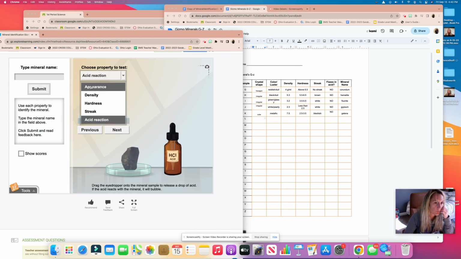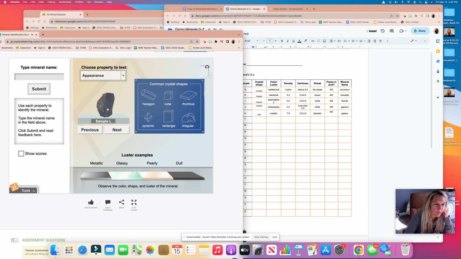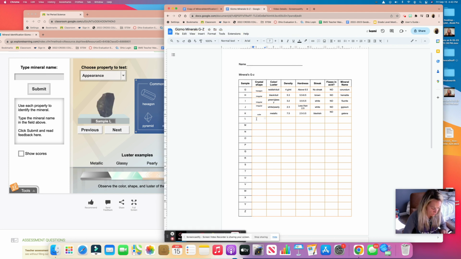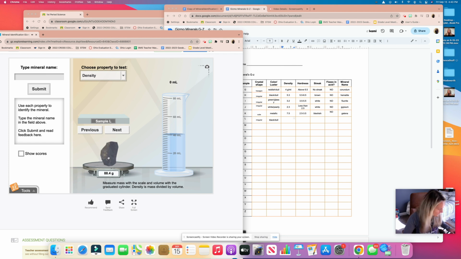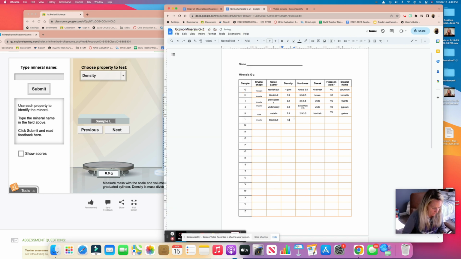All right. Letter L. Let's start with appearance. I would say this is irregular. And I would also say it's pretty dull. So let's do irregular and black color dull. All right, so let's see the density. We've got 88.4 divided by the volume of 17. We get 5.2. That's what my calculator says, 5.2. So density, 5.2.